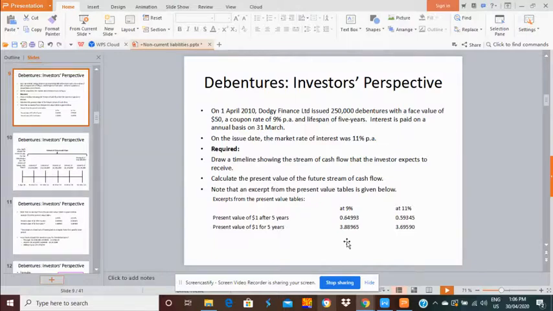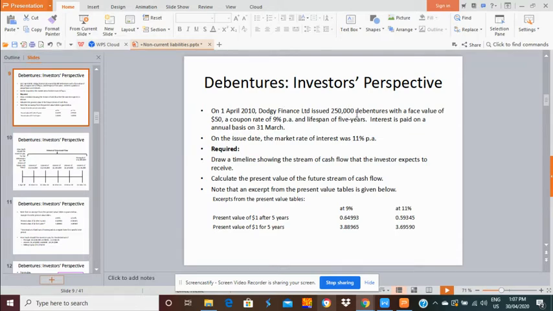Let's talk about bonds today. The alternative name for bonds is debenture or fixed income. So, look at this example. Doji Finance issued 250,000 debentures. When we say that someone issued debentures or bonds, it means that someone has borrowed money from the investors, and investors are those who bought these debentures and bonds.